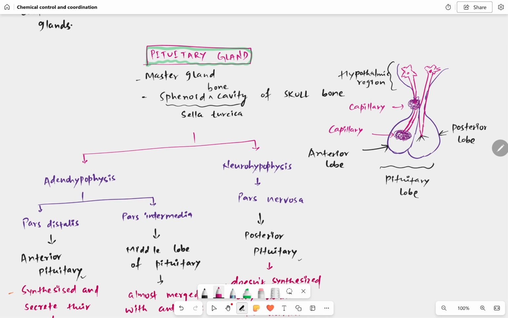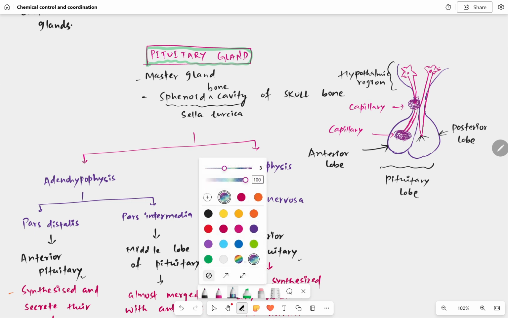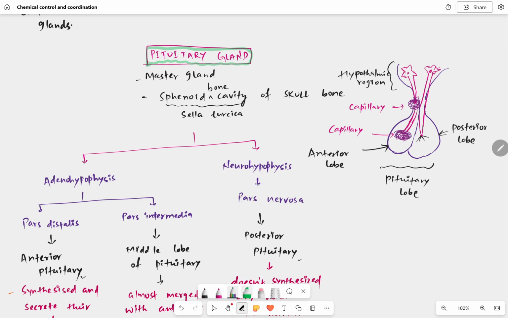And here you can see that both of the capillaries here are connected by the vein. So it is known as the hypophyseal portal system. Portal systems are those which connect capillaries.